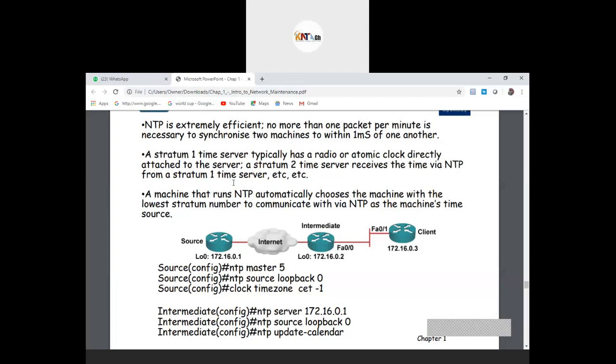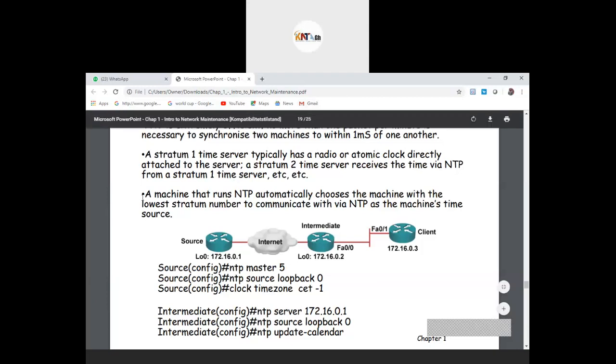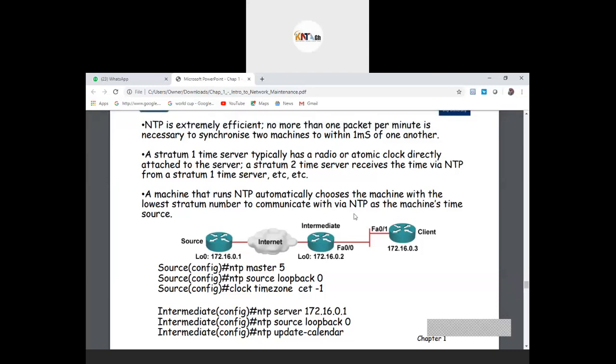So when two network devices are connected, one takes the time of the other to be able to process and converge or synchronize with the other according to the same time. And a machine that runs Network Time Protocol automatically chooses the machine with the lowest stratum number to communicate with via Network Time Protocol.